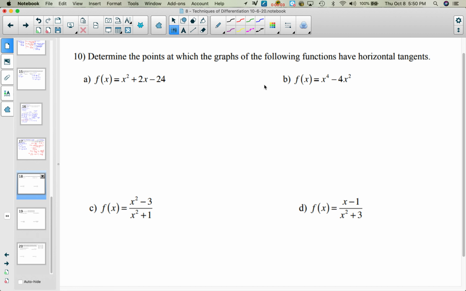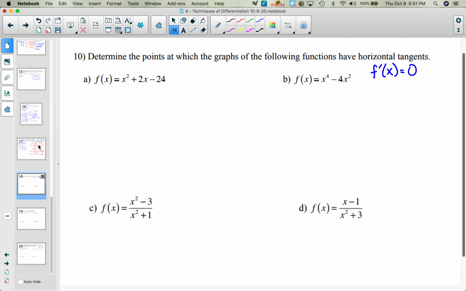So I'm going to go ahead and finish up these notes so you guys can move on here. Number 10 says to determine the points at which the graphs of the following functions have horizontal tangents. So think about what that means. When we're thinking of the tangent line, we know that we are trying to find the derivative, and it's related to slope. And if we want a horizontal tangent, then we know that the horizontal line has a slope of 0. So we are looking for where f prime of x equals 0.